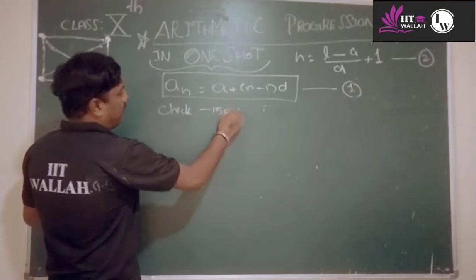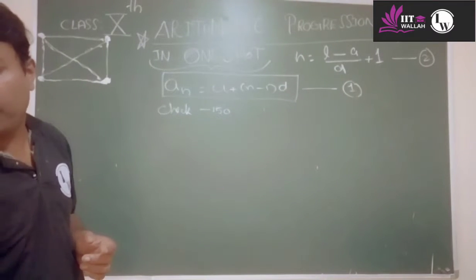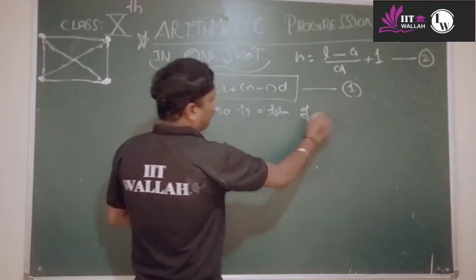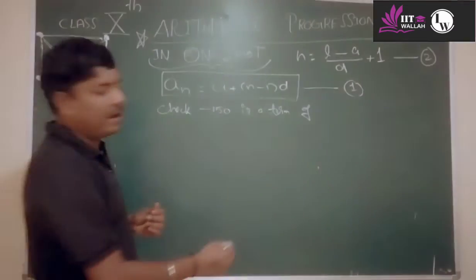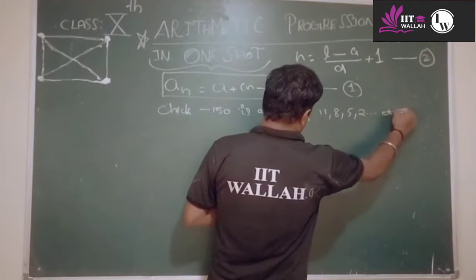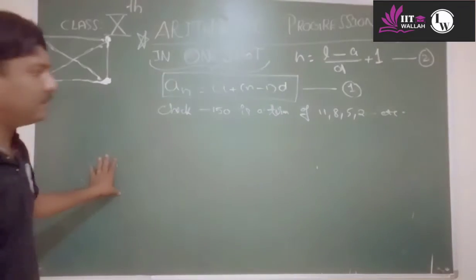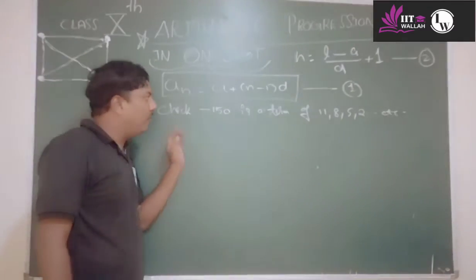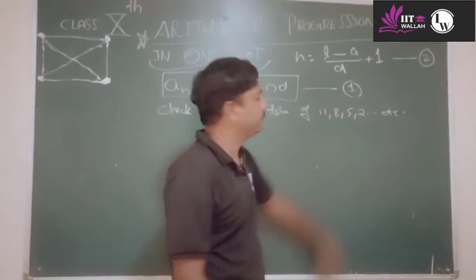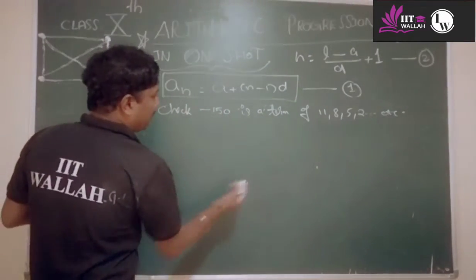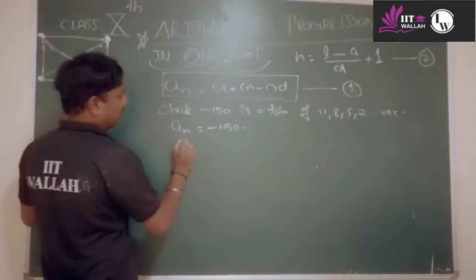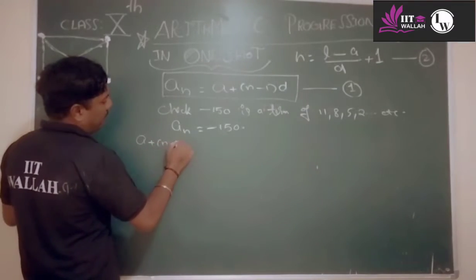Minus 150 is a term of the given AP 11, 8, 5, 2, etc. That means we are asked whether this number is coming in this AP or not. We need to check it. So, suppose it is coming. Suppose it is an. What is an? A plus n minus 1 into d.